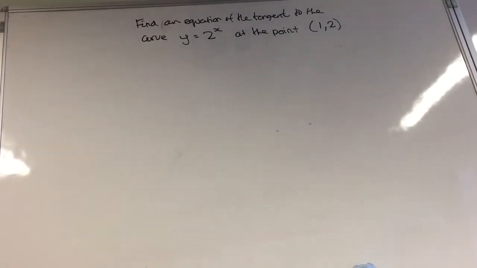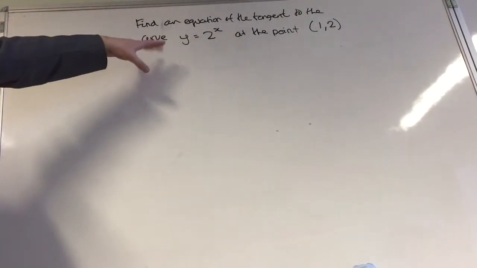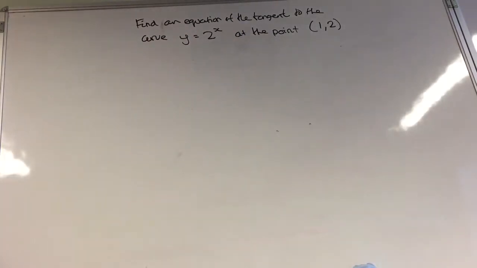Alright, so we've got, this is slightly harder. It's going to use the implicit differentiation technique we did previously. We're going to find an equation of the tangent to the curve y equals 2 to the power of x at the point (1, 2). Same as finding the equation of a tangent previously, y minus y1 is m(x minus x1), and m is the gradient, which you get by finding dy/dx.